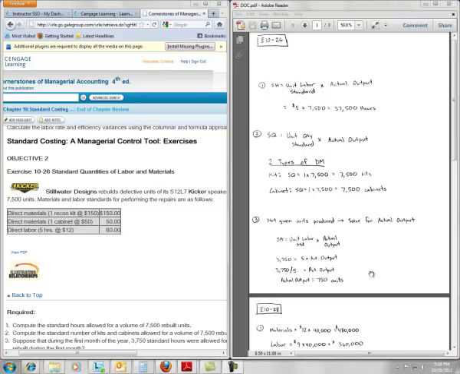This chapter is about standard costing, a managerial control tool, and we'll be working through some of the exercises at the end of the chapter, mostly focusing on calculating variances. It's important to note from the lecture, hopefully everyone remembers, that variance analysis is an important tool for companies. It helps them to recognize which parts of the company are contributing to net income as expected and which are not, and whichever portions are not contributing as expected may or may not need more attention.